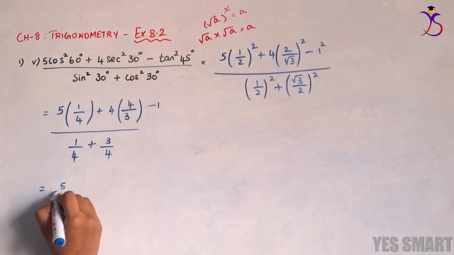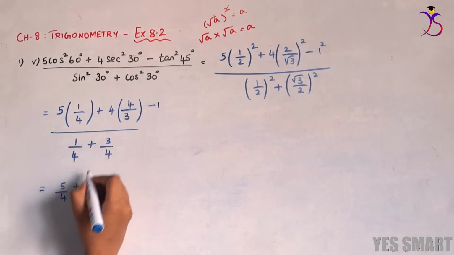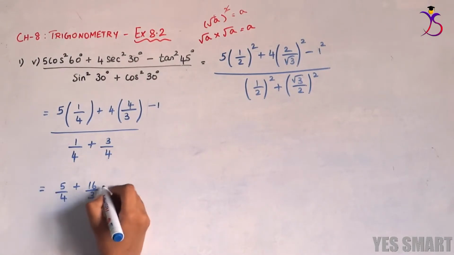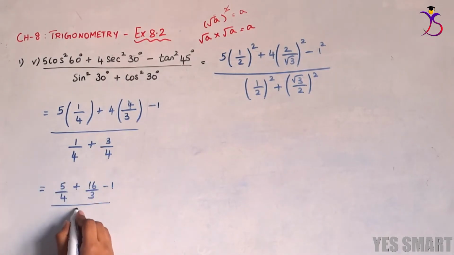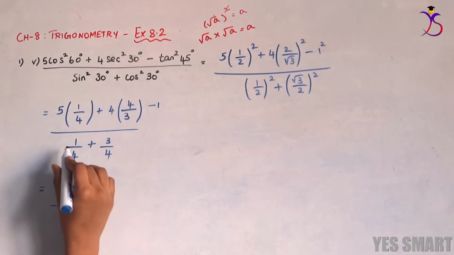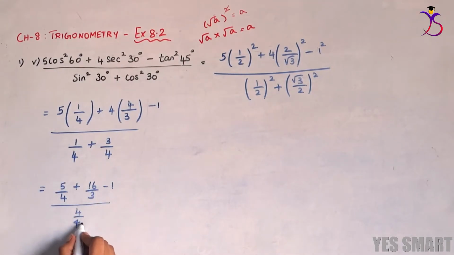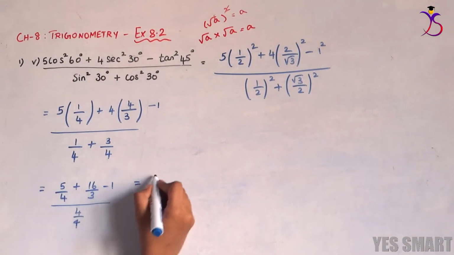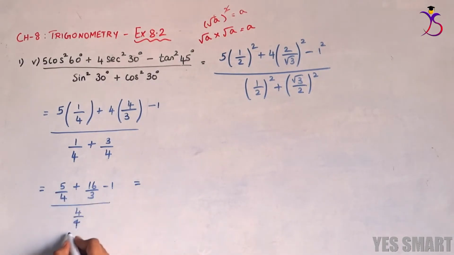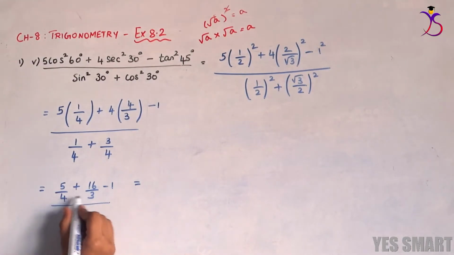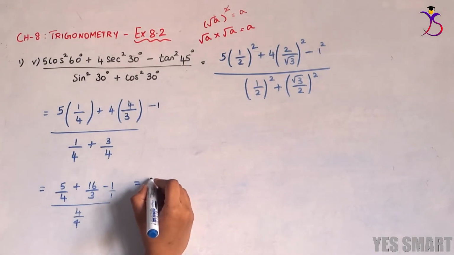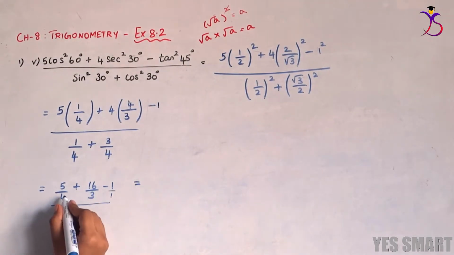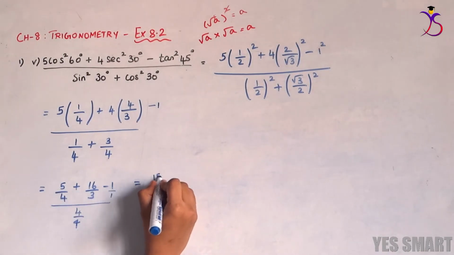5 into 1 by 4 is 5 by 4 plus 4 4s are 16, 16 by 3 minus 1, divided by, in the denominator fraction we have the same denominator, therefore I am just adding it. 1 plus 3 is 4, 4 by 4. This is equal to, now I am going to take the LCM for the numerator. The denominator gets cancelled because 4 by 4 is 1. The LCM is 12, therefore the first fraction has to be multiplied by 3. So 5 into 3 is 15 plus 16 into 4.